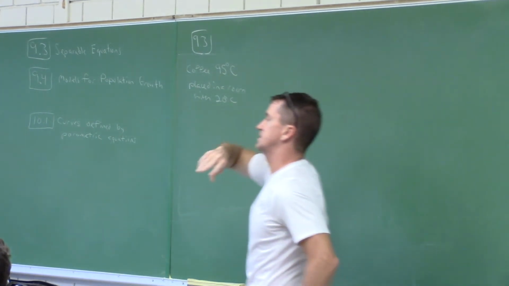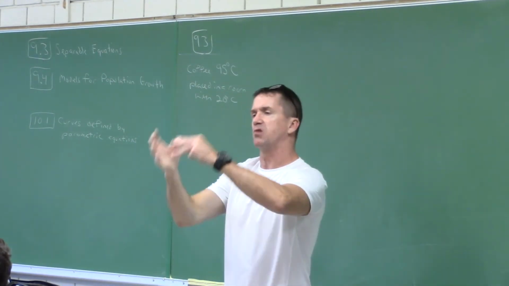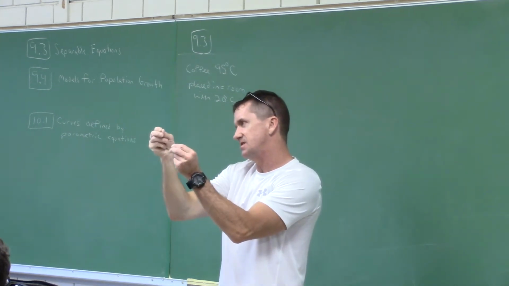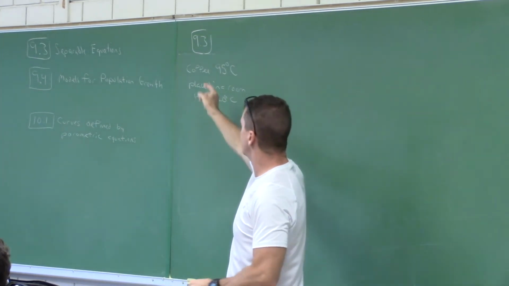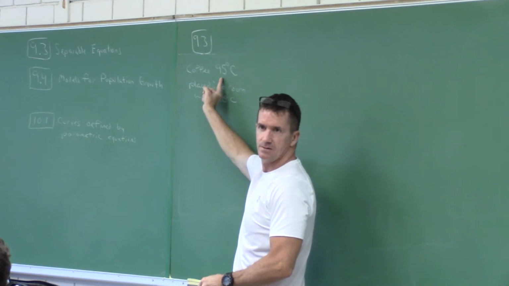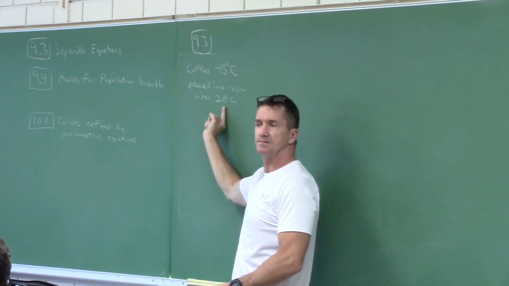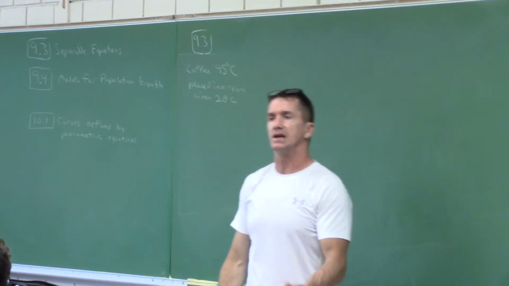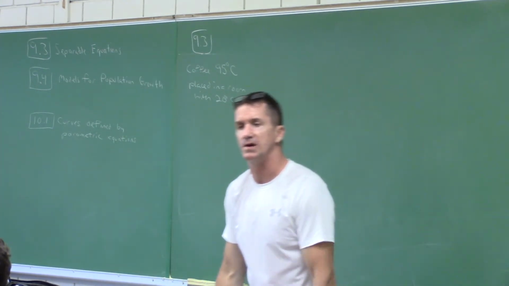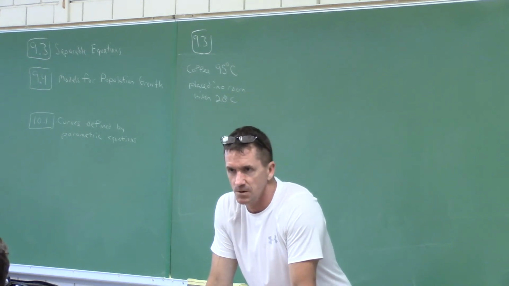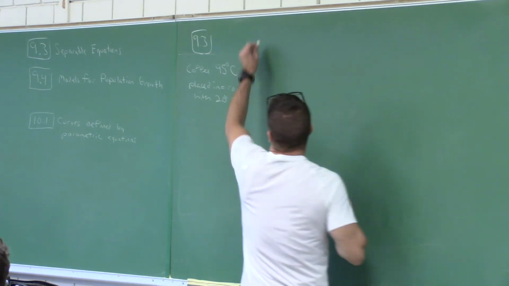Newton's law of cooling says that the rate of cooling is proportional to the difference between the temperature of the object, in this case coffee, and the temperature of the surrounding environment, right? This would be the same thing if you took something warm and you put it in the fridge, right? So, let me write this out again.